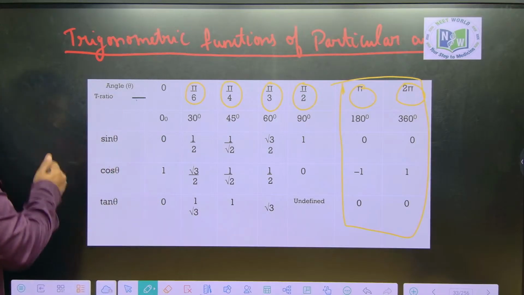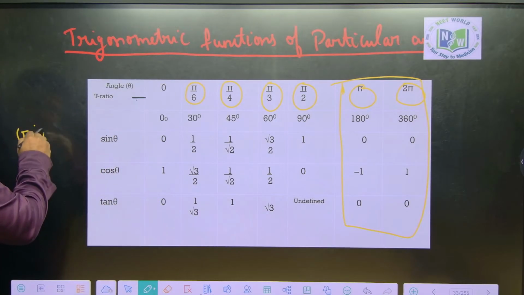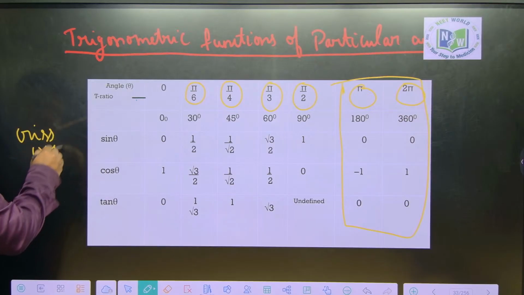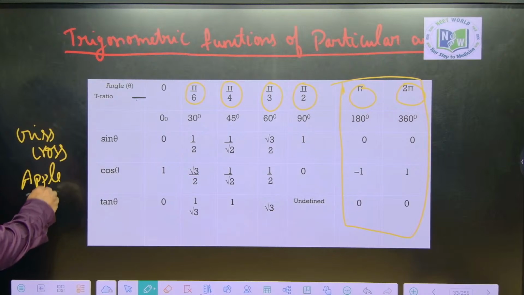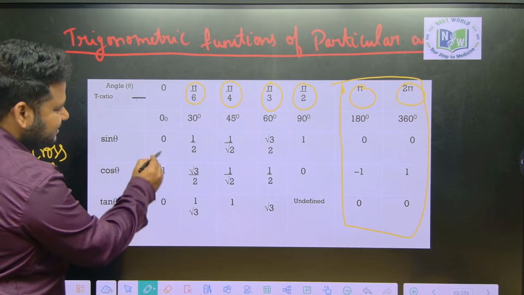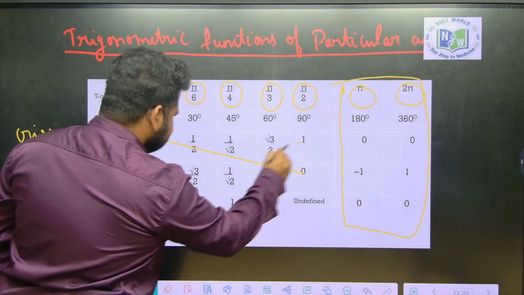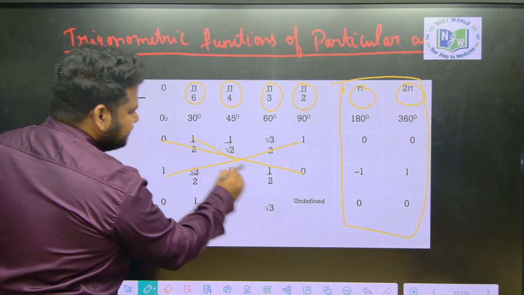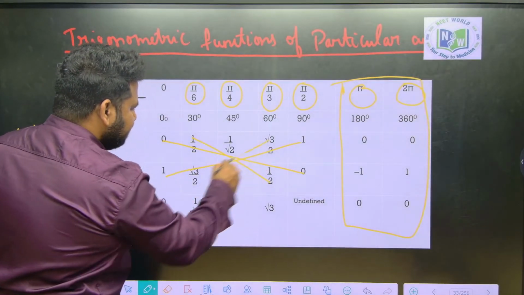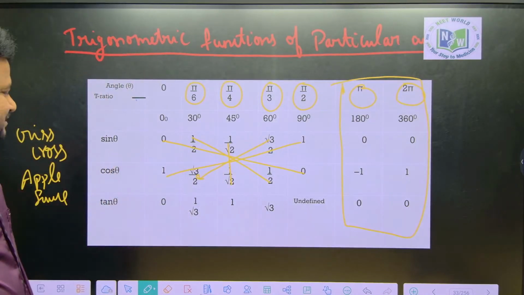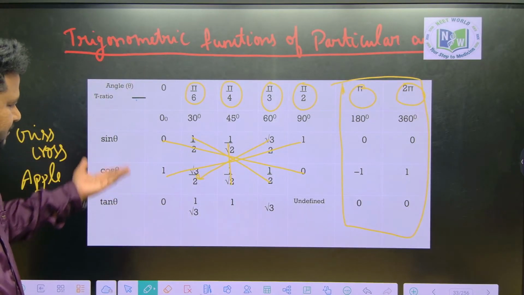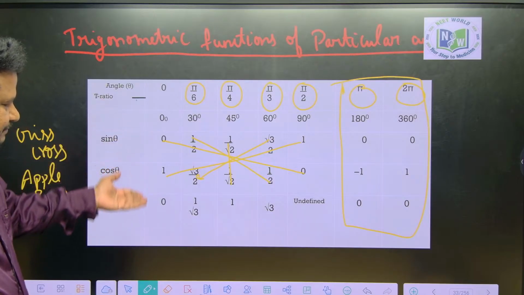So this is crisscross applesauce. What do I mean by this? See, this value is coming here and this is coming here, and this value is coming here and this is coming down. That's what I meant by crisscross applesauce when it comes to sin and cos. And this division, 0 by 1, will give you 0.